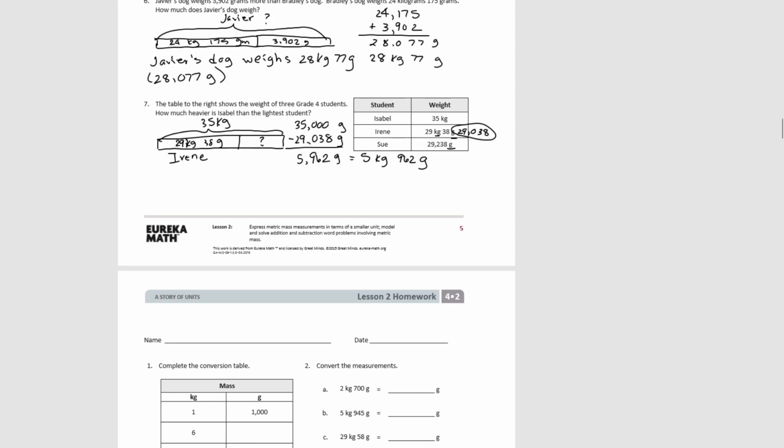So Isabel is 5 kilograms, 962 grams heavier than Irene. And that ends lesson 2.